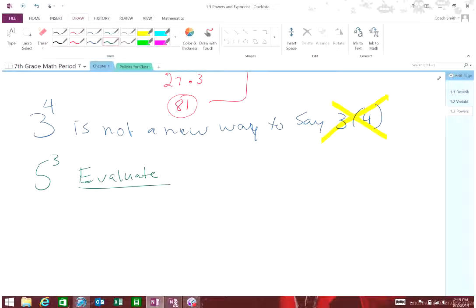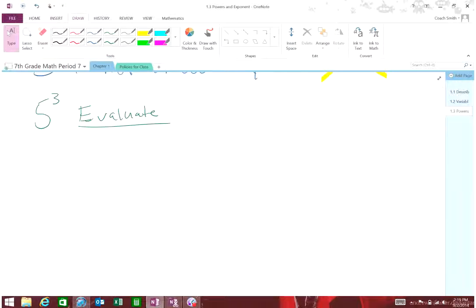All right, let's look at it. This means 5 times 5 times 5. That's the substitution. Now we must take this and simplify it. Some of you did one of two things wrong. If you got it wrong, you went 5 plus 5 and got 10. No, 5 times 5 is not 10. 5 times 5 is 25.